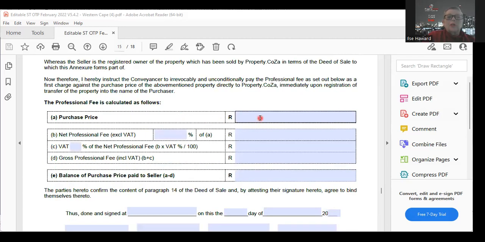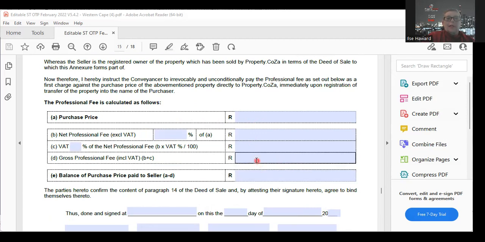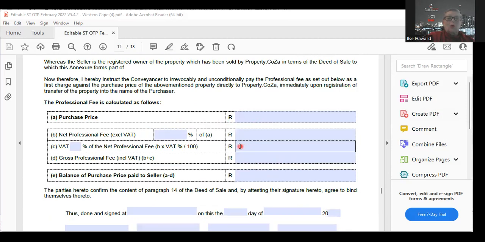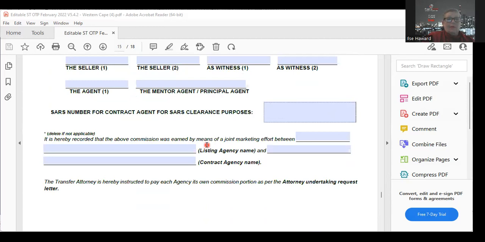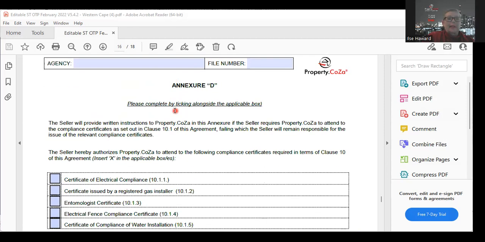This is important: the purchase price gets filled in here. This is our commission, and the gross commission and the net and the balance to the seller. So make sure that you have that filled in. If you don't know how to fill in that, please find out from your sales manager or me, so that you don't make a mistake. It's very embarrassing if agents don't know how to fill the VAT amount in. The sales number of the agent is important to fill in there.